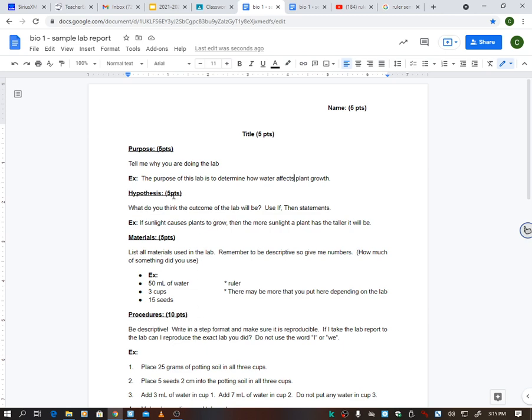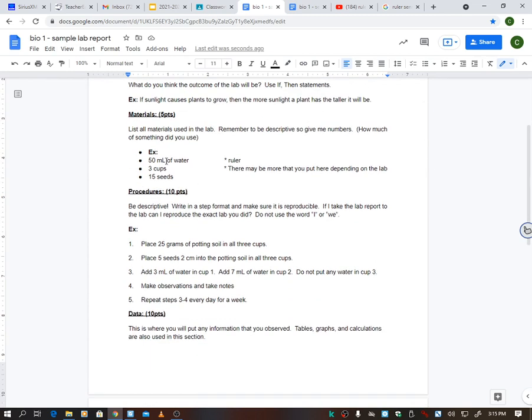You have your hypothesis. Once again, you're getting 5 points for a title and a name, but your hypothesis. In class, I've really been going over if-then, how that looks. So if sunlight causes plants to grow, then the more sunlight the plant gets, the taller it will be.